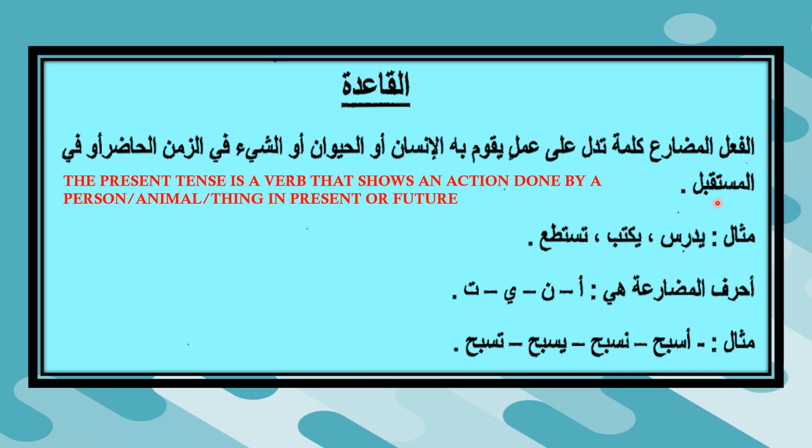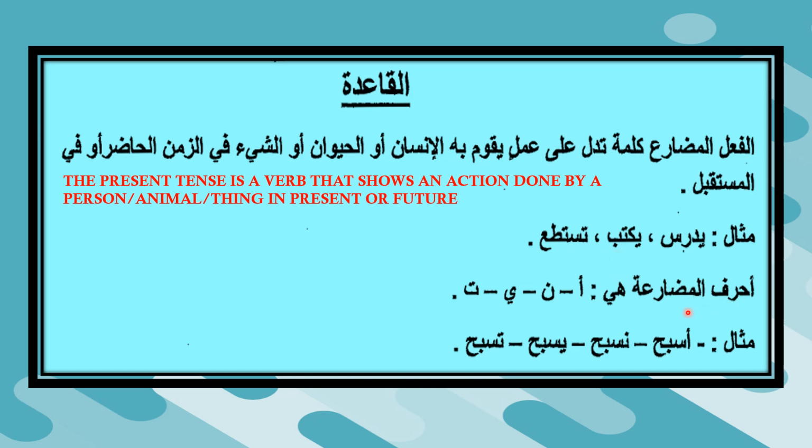The present tense shows you the action done in the present time, and that by a human or an animal or a thing. So the action is done in the present time and in the future. It depicts both times, present and future. For example here, yadrusu, yaktubu and tastati'u. Yadrusu means he studies, yaktubu means he writes or he is writing, both. Tastati'u, he can or you can.